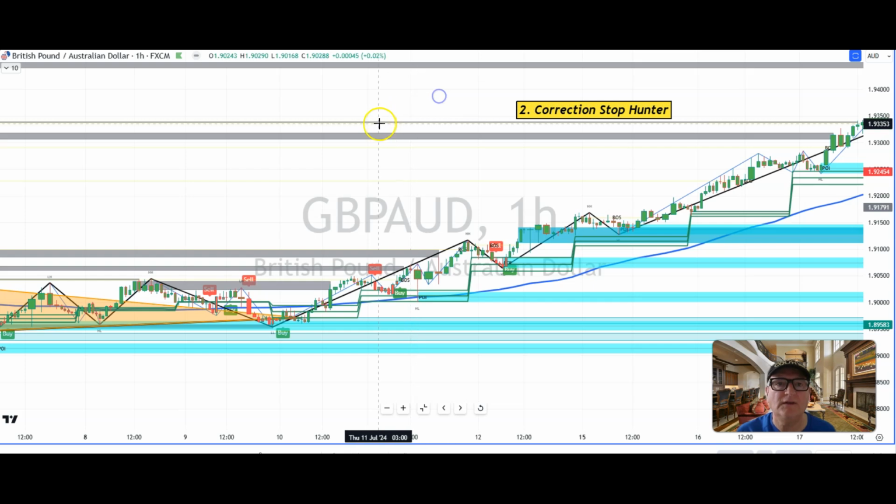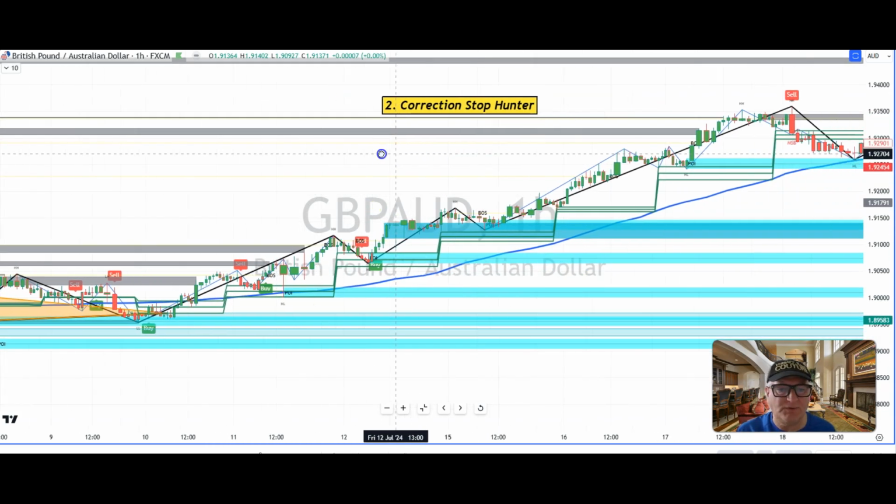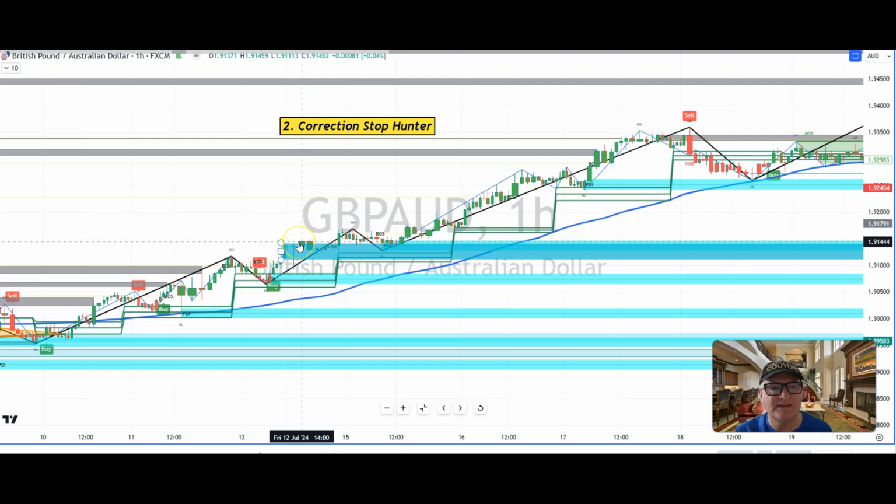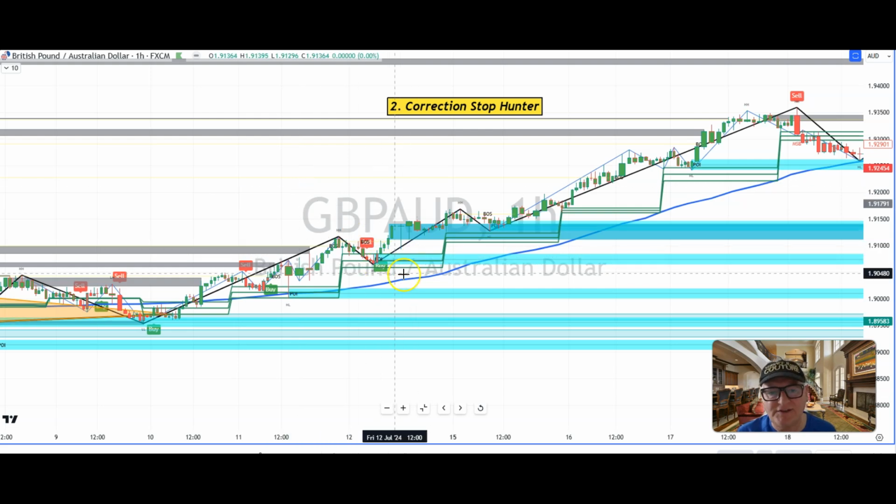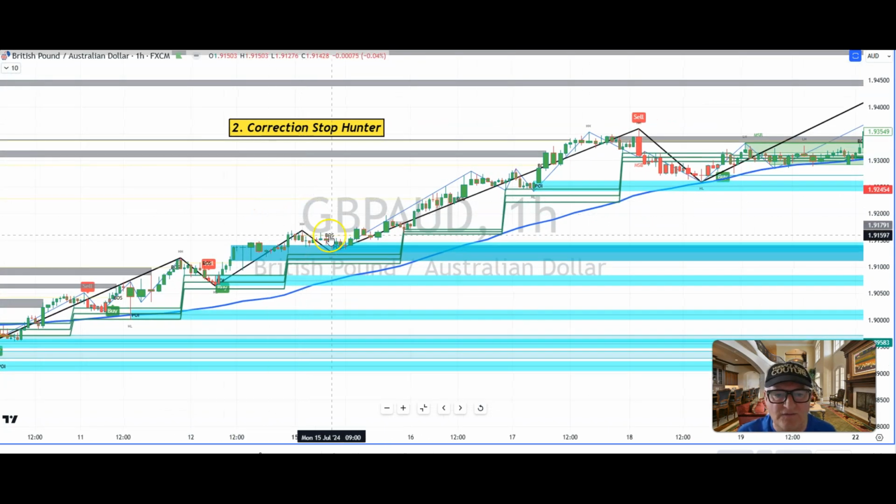Need I go on? So the correction stop hunter, I call it the stop hunter because many people will be selling this, believe it or not. There are lots of sellers here who think that the price has gone too high. They do not have the settings correct, and that is the key to your success. Having the settings, having the demand zones in the right place so you can visually see.